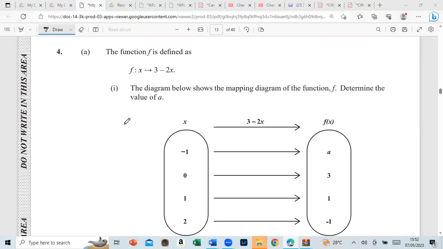Try it, guys. The function f is defined as f of x is equal to 3 minus 2x. The diagram below is the mapping diagram of the function. Determine the value of a. So that's all I want, a, that's all.